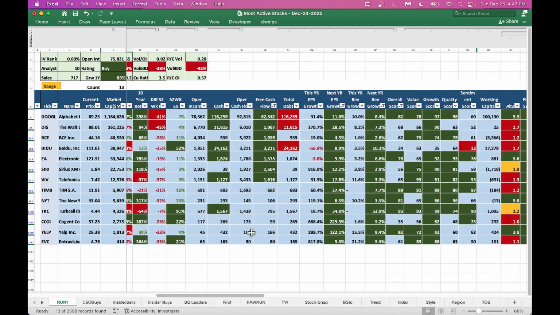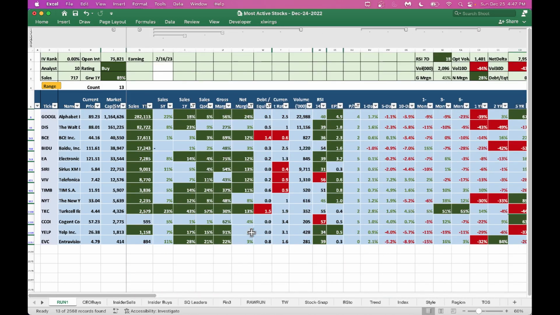Since our criteria is all set here, our life is a little bit easier. As you see here, we got great companies. This is sorted by market cap, as you can see here. At the top, we got Google. Google is one of my favorite companies. Then you got Disney and BCE, Chinese company Baidu here, and so on and so forth.